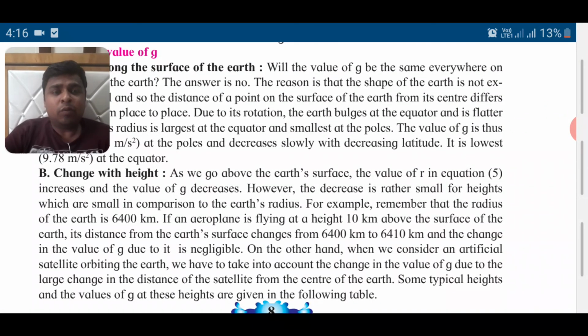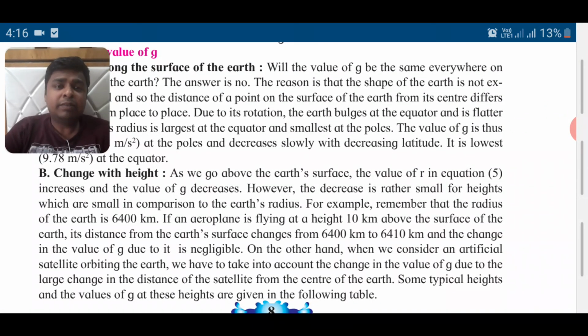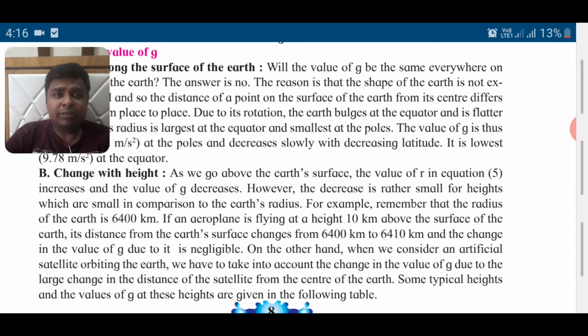With height, now what will happen? Think over it. What will happen if we go above the surface of the Earth? Naturally, the distance between the center and the object will increase, and the value of small g should decrease because it depends on capital R.